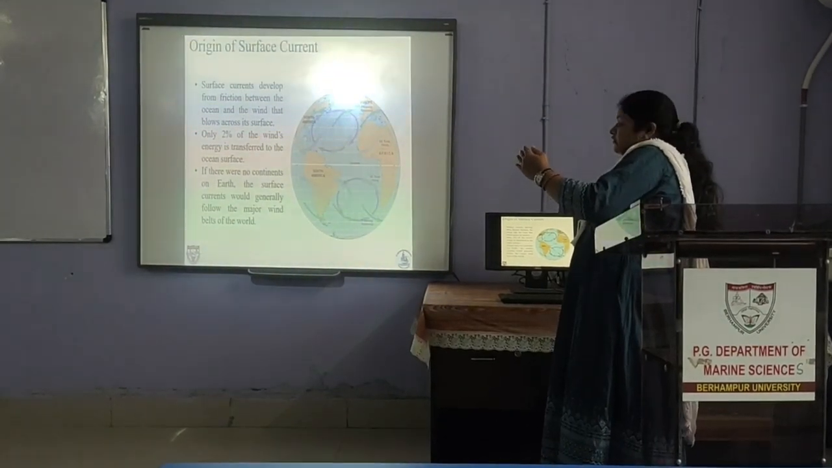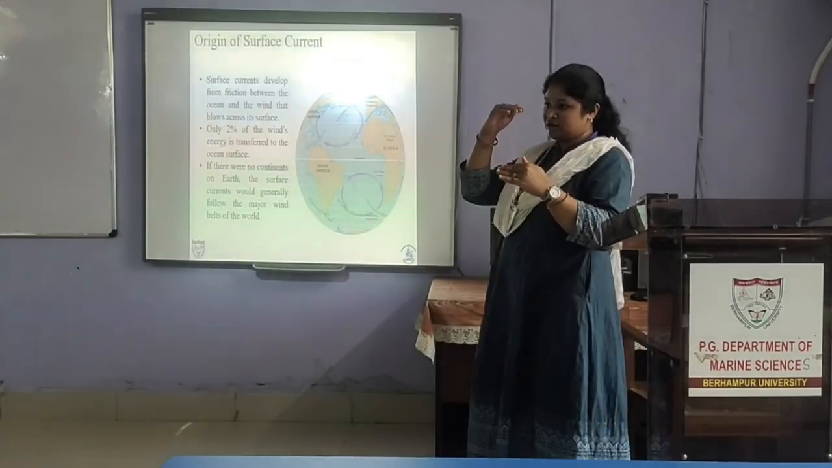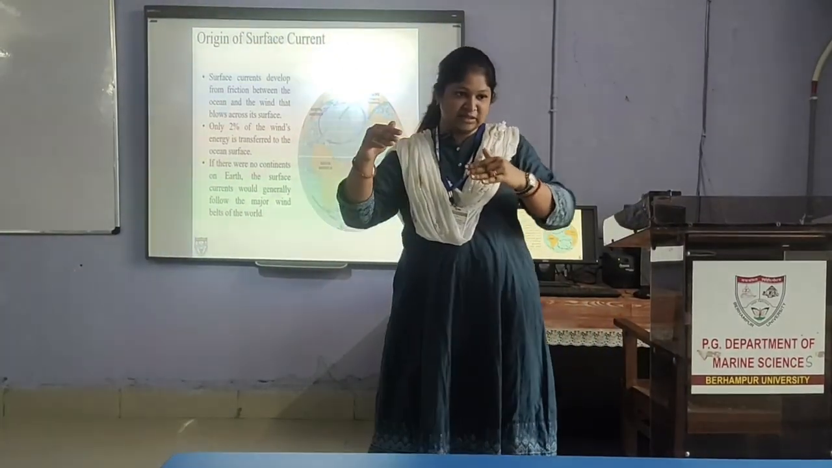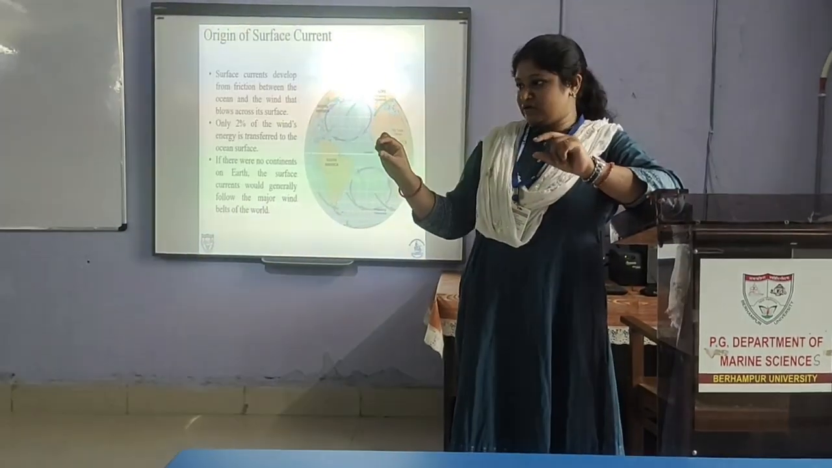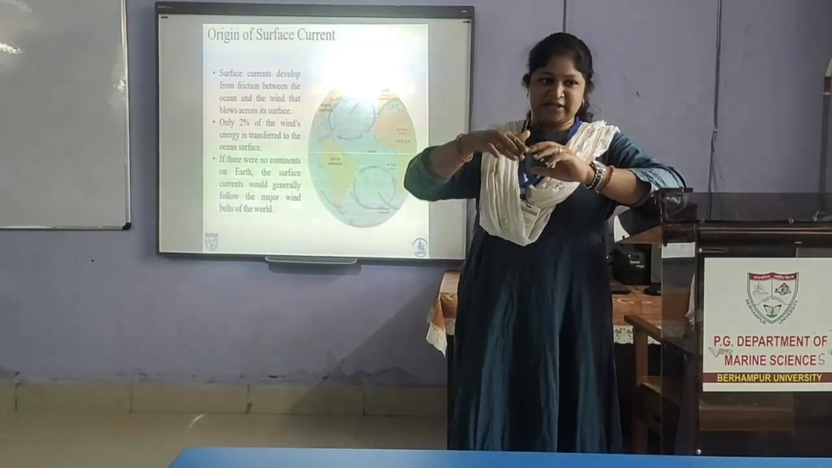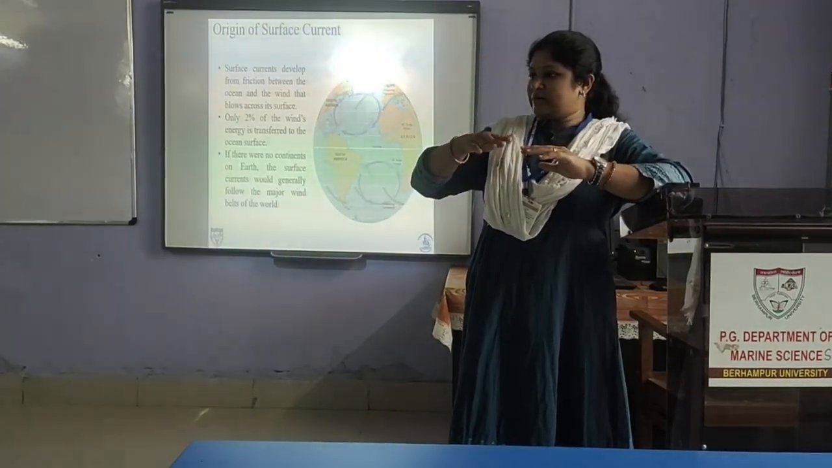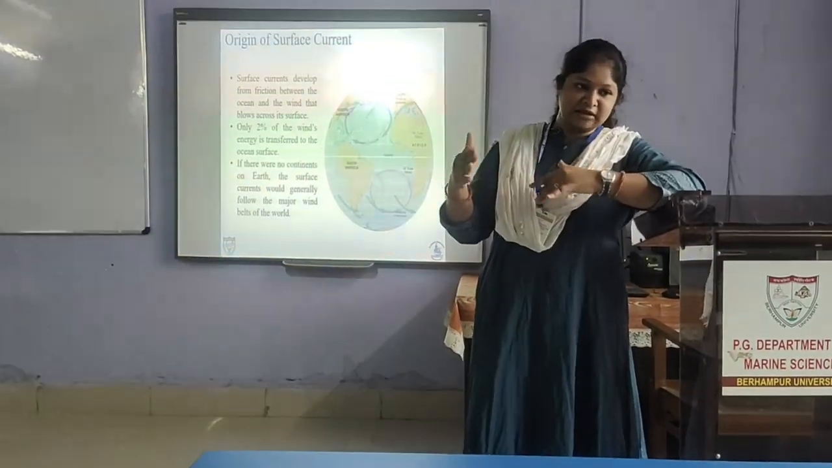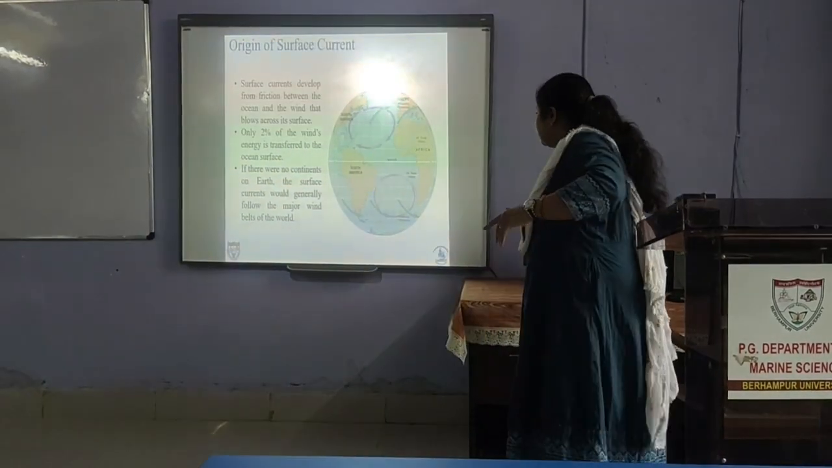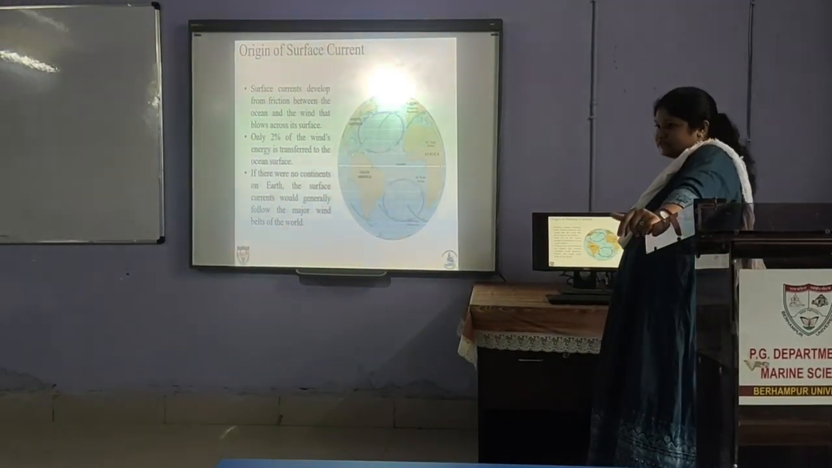Then according to the westerlies, this is called westerlies. See, equator, then 30 degrees, 60 degrees, then 90 degrees, the pole. Equator is low pressure, then high pressure, then again low pressure is created. So there will be another wind, which is called westerlies.